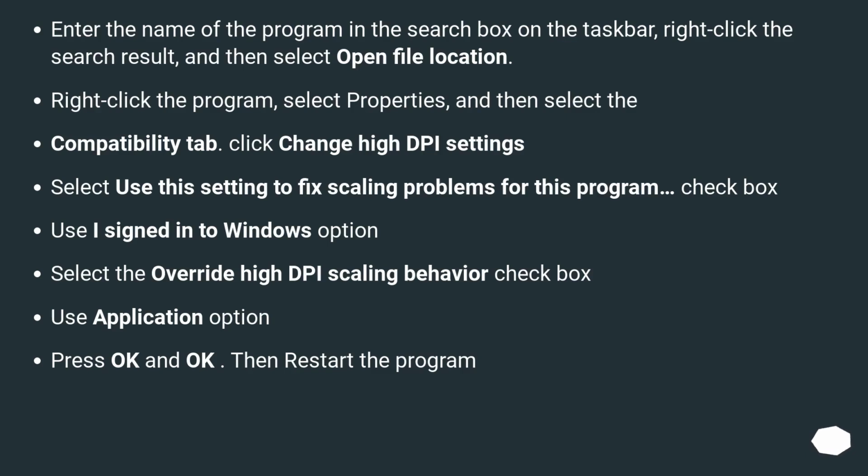Select Use this setting to fix scaling problems for this program. Checkbox: Use the one I signed in to Windows with. Select the Override high DPI scaling behavior checkbox. Use the Application option. Press OK and OK. Then restart the program.